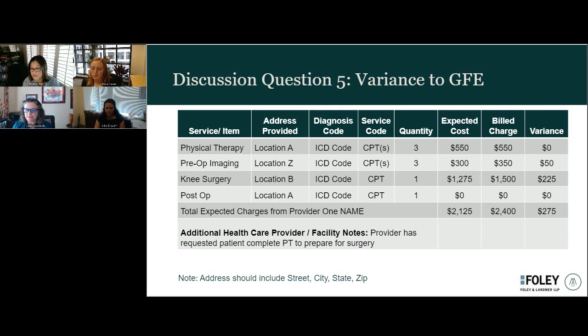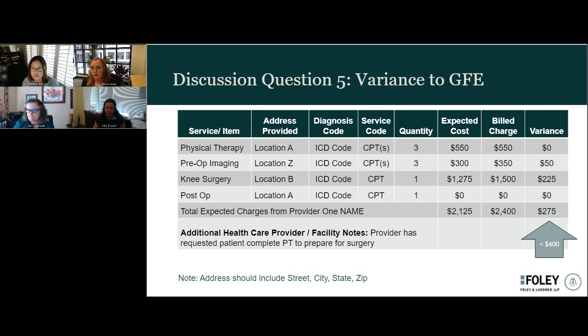And this one here is a first example of a GFE where after the surgery is done, there are some variances. So remember that original 2,125 from the previous GFE that we looked at. We now have a bill charge of 2,400, which is a difference of $275. And that is less than $400, so that means that the patient cannot dispute the bill. Any other items that you'd like to discuss on this one, Kara or Mandy?